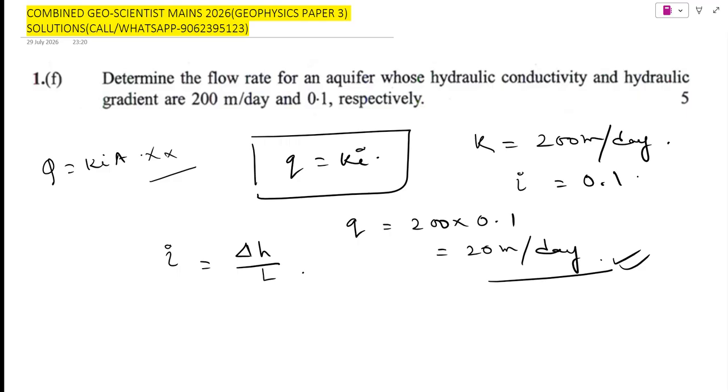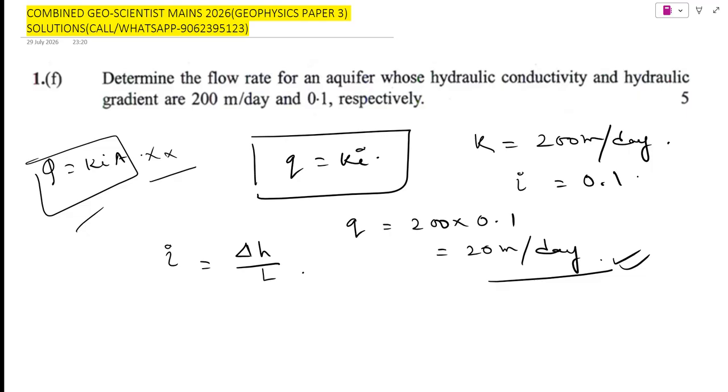Imagine two roads. One road is completely flat and the other road slopes downward. So if you pour water, where will it flow faster? Obviously on the sloping road, right? So hydraulic gradient works exactly like the slope of a road. The steeper the hydraulic gradient, the faster the groundwater moves. All right. So remember one formula, Q equal to Ki. If the area is given, use Q equal to KiA. If no area is given, never multiply anything.